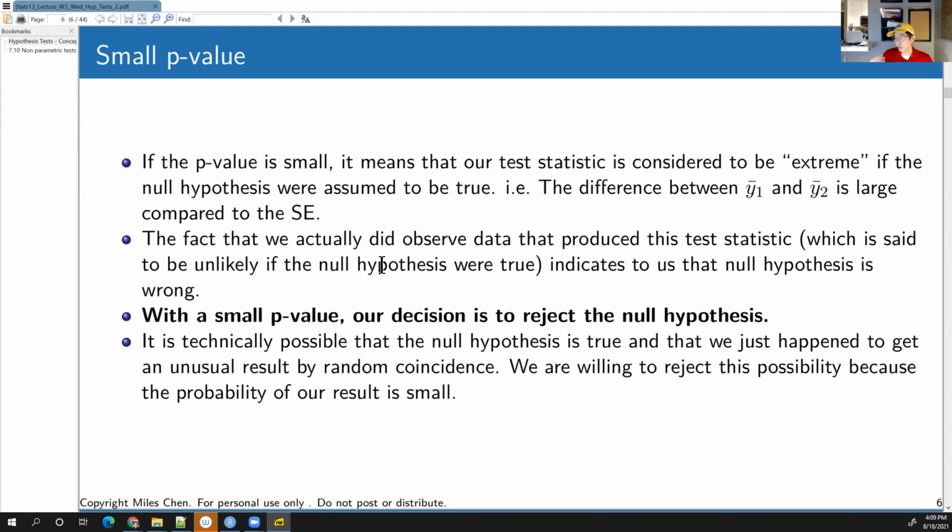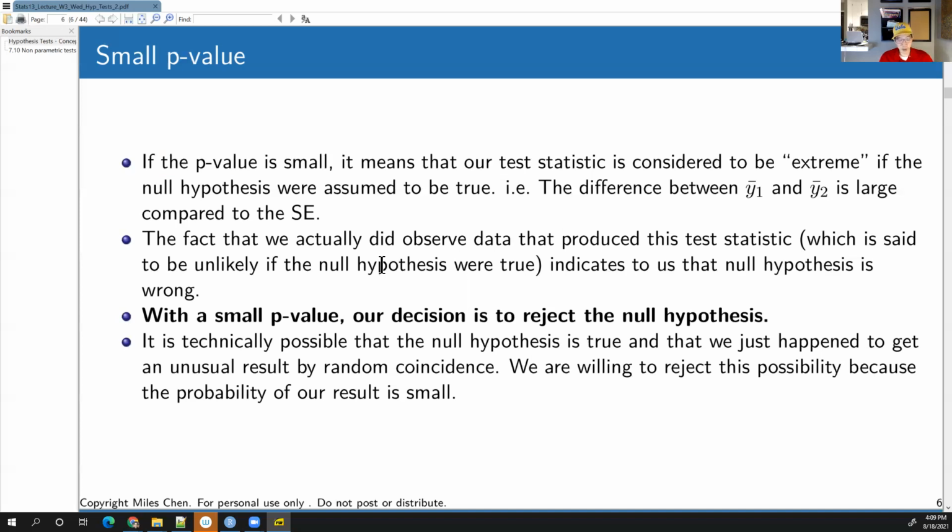Okay. And so the fact that we did actually observe this really extreme or unusual value in our data indicates to us that probably what's going on is that our null hypothesis is wrong. Okay. And so if we do end up getting a small p-value, our decision is going to be to reject the null hypothesis. Now, that isn't to say that this definitely means that the null hypothesis is wrong. It's still technically possible that the null hypothesis is true, and that we happen to get this value by random coincidence. That's still possible, right?